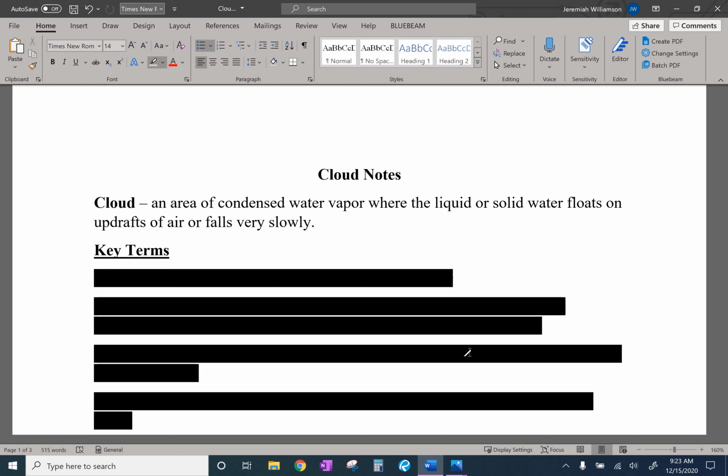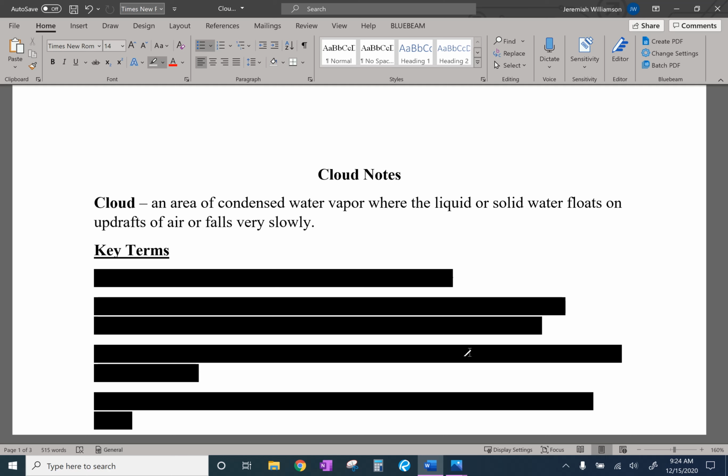After this, we will be talking about precipitation. And then we'll start talking about more extreme forms of weather and essentially how they form. So in your notebook, the title of this page should be Cloud Notes. And we start out with essentially a definition of what a cloud is.